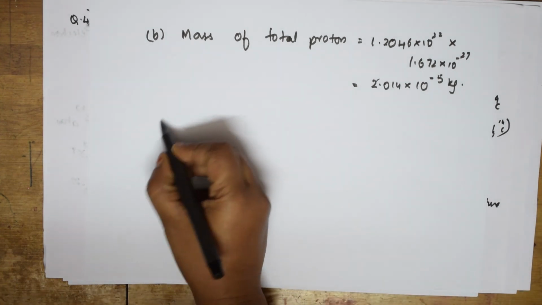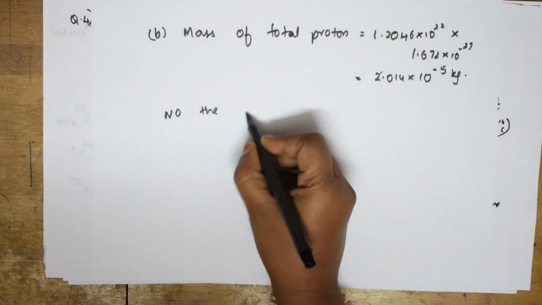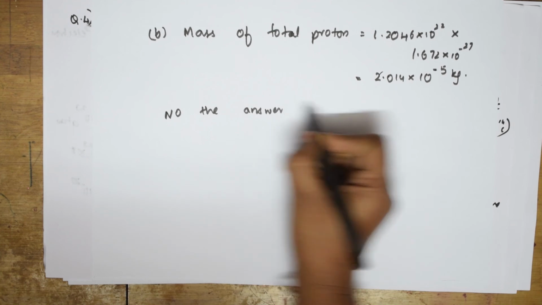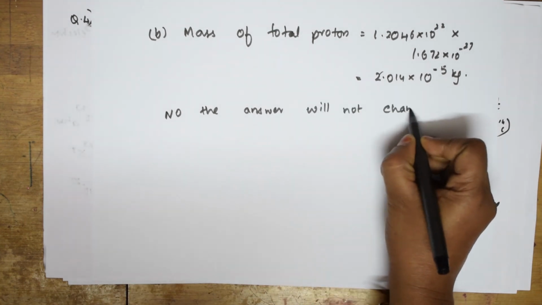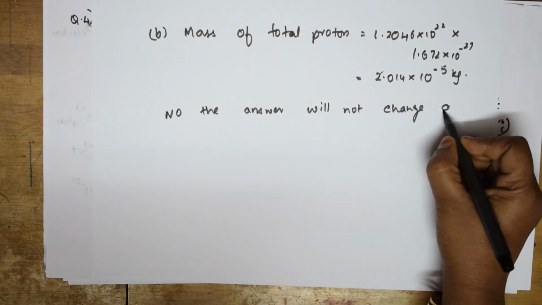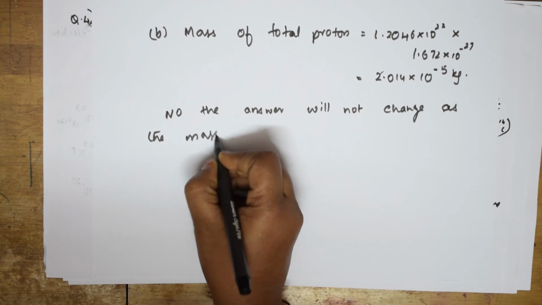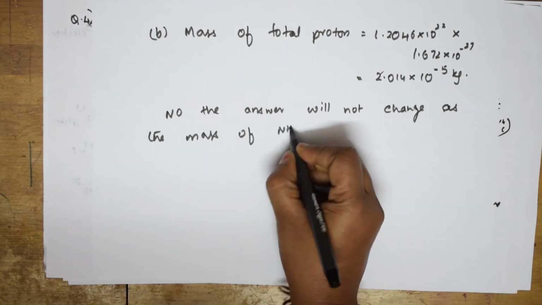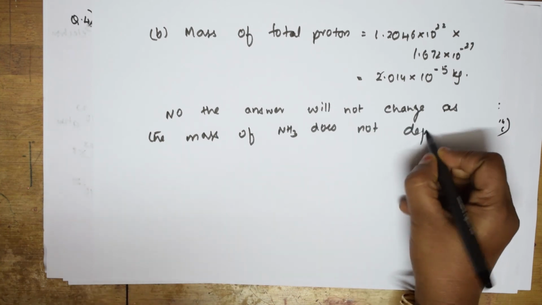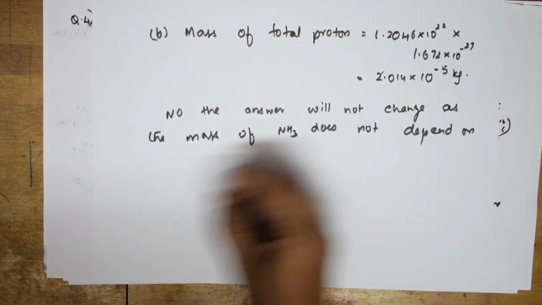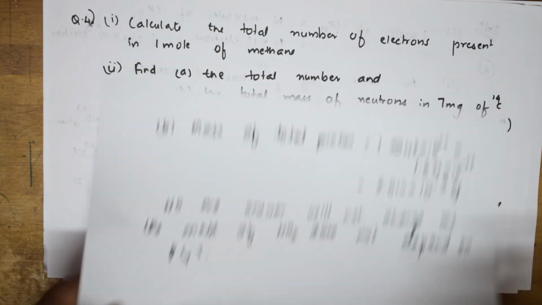So let us write the answer. No, the answer will not change as the mass of ammonia does not depend on pressure and temperature. Okay, this is the concept. Hope the concept is clear.